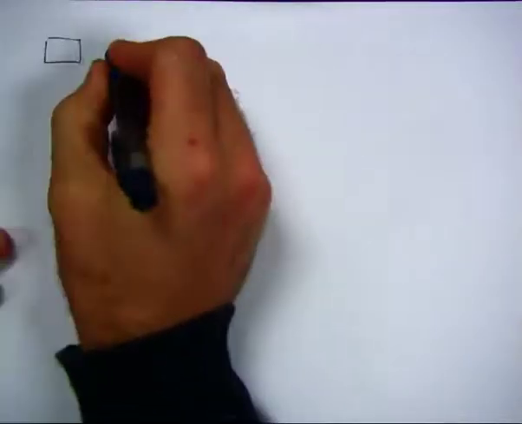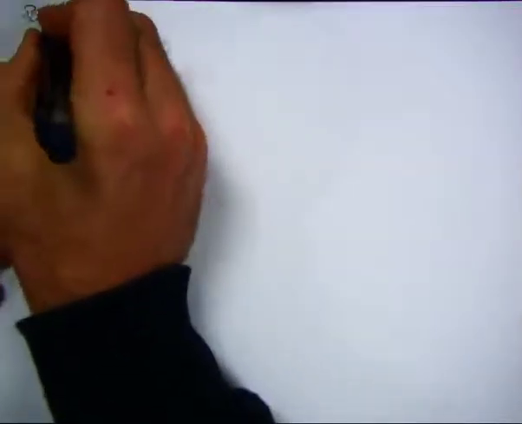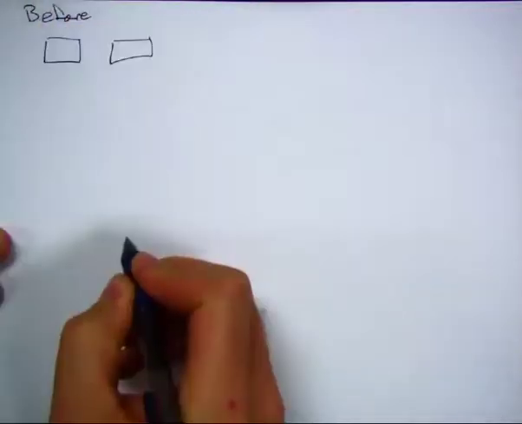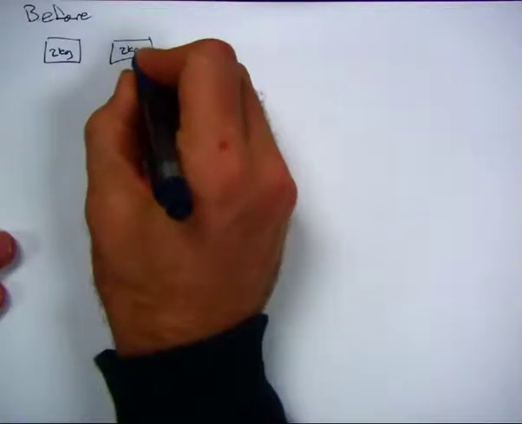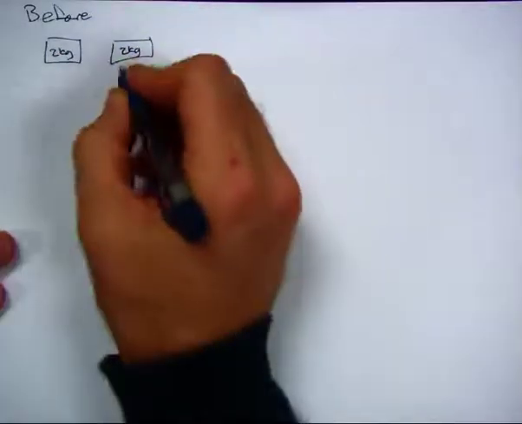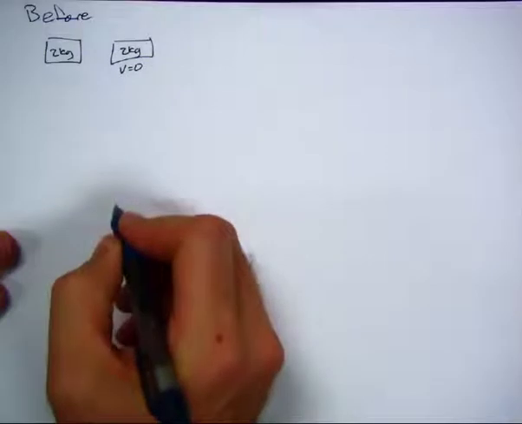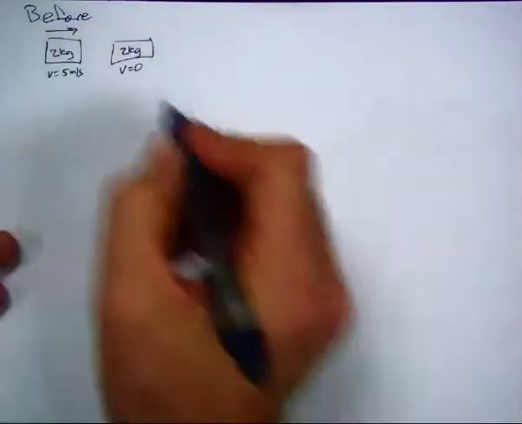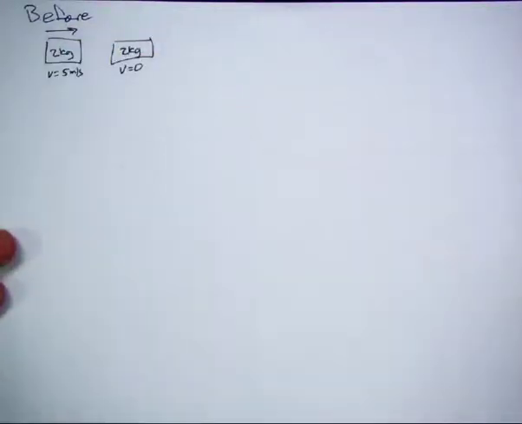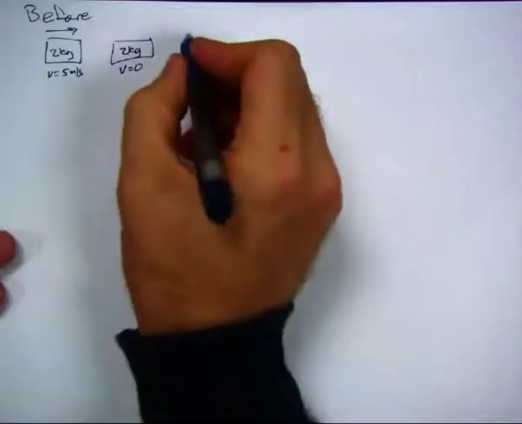We notice in this problem that the cars that stick together leave with the same velocity. So let's do our little sketch. I've got my two boxes. This is before the collision. So before the collision, I've got a 2 kilogram box and a 2 kilogram cart that are both moving. Again, this one started with a velocity of 0, and this one started with a velocity of 5 meters per second, moving in this direction.